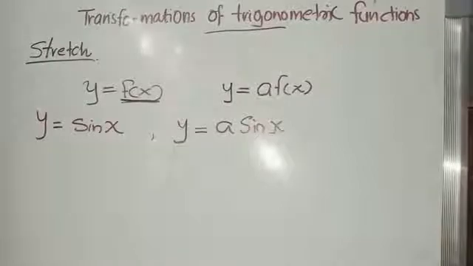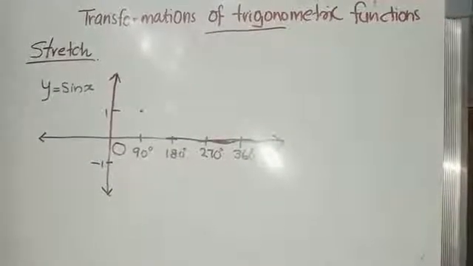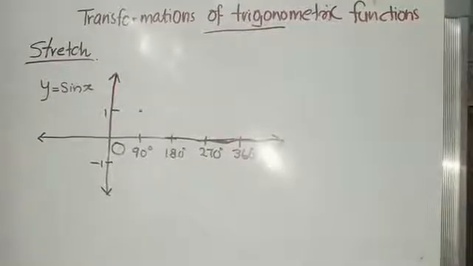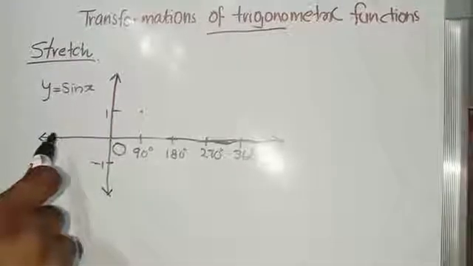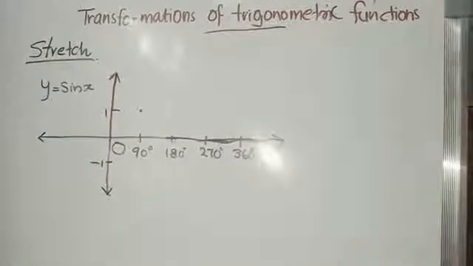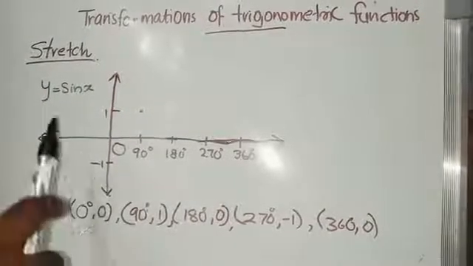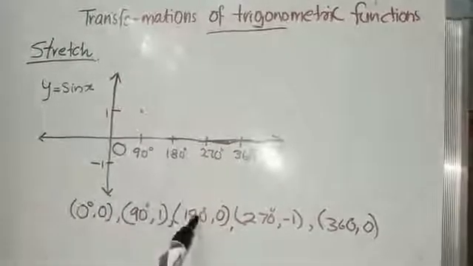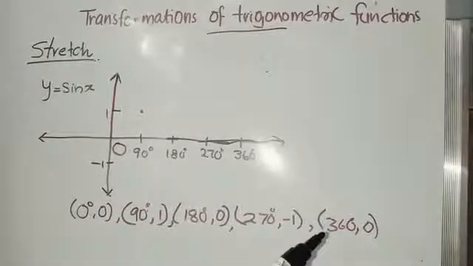Now let's see what change happens when you stretch a function vertically. First, let us make the graph of y is equal to sin x. Sin 0 is 0. So let me make the ordered pairs first. These are the ordered pairs formed: sin 0 is 0, sin 90 is 1, sin 180 degree is 0, sin 270 degree is minus 1, and sin 360 degree is 0.